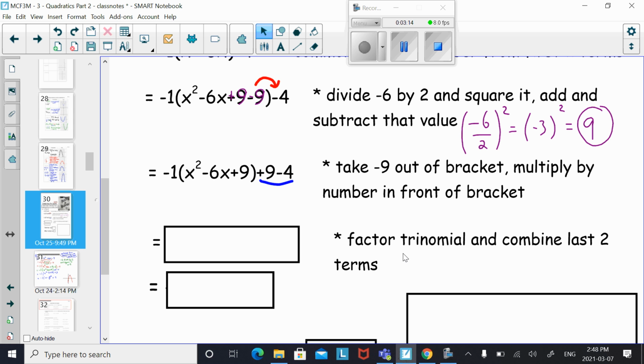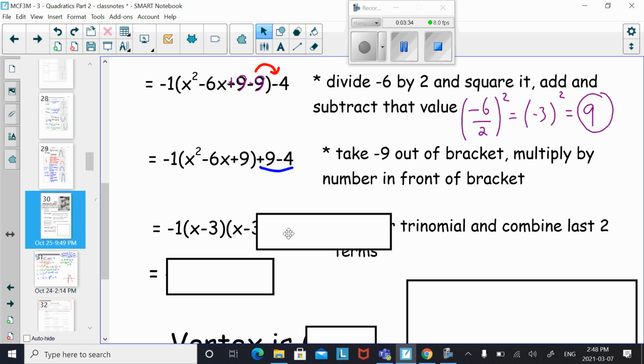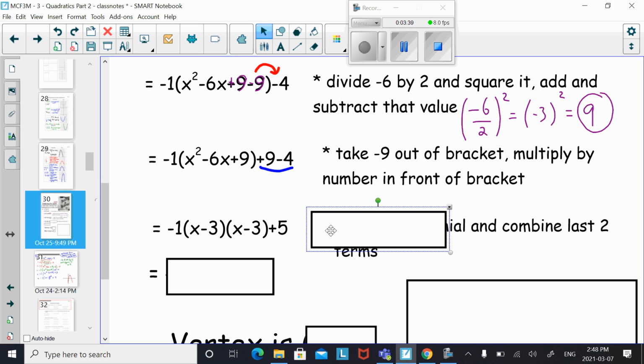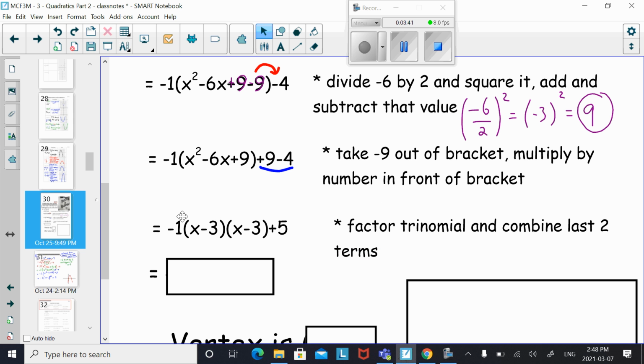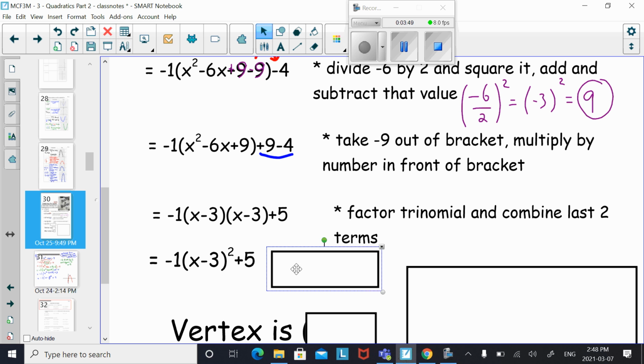Which is the next step, and then combine the last two terms. So those two terms can be added together. 9 plus -4, or 9 minus 4 is 5. And this in here factors to two numbers that multiply to 9 and add to -3, which are -3 and -3. So there we go, -3, -3, and then at the end we have a 5. And another way of writing this would be, since we have the same thing inside the bracket here, we can just write it with a squared sign.